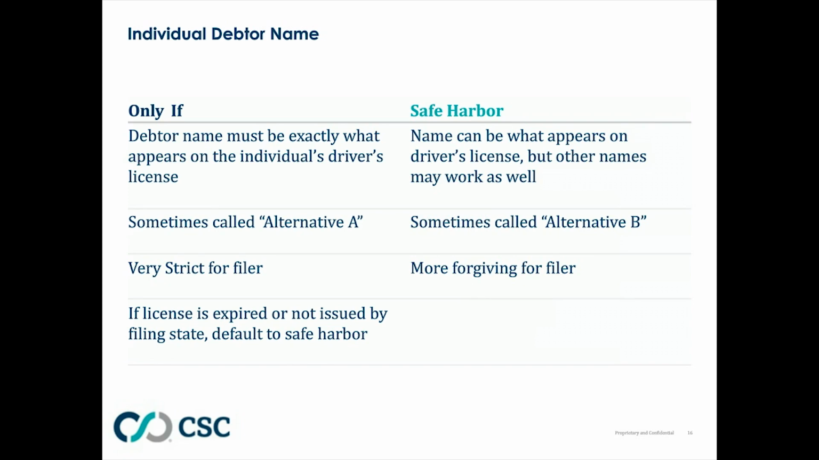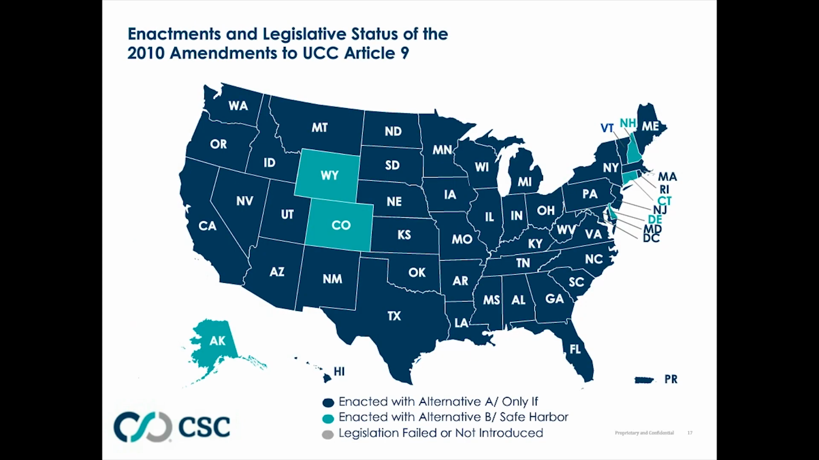And here you'll see the differences in what contains that. So instead of the only if, the name can be what appears on the driver's license, but also other names may work as well. Safe harbor is also sometimes called the alternative B. And then, instead of being very strict for the filer, it's more forgiving for the filer.